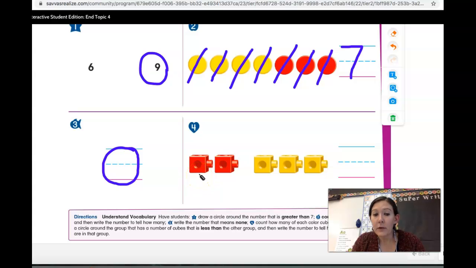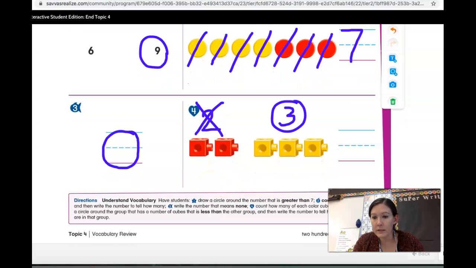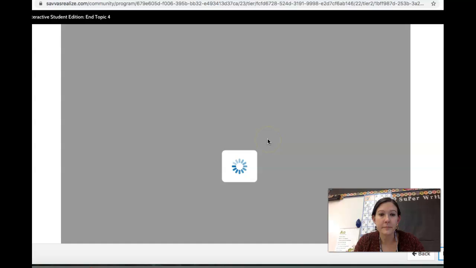How many cubes in the red group? 1, 2. Let's write the number 2. And how many cubes in the yellow group? 1, 2, 3. Let's write the 3. Which group has more? The 2 or the 3? The 3 has more, so let's circle it. And that means the 2 has less. Let's put an X on that. Sorry, that one was a little bit confusing. All right, I'm going to flip my page over.